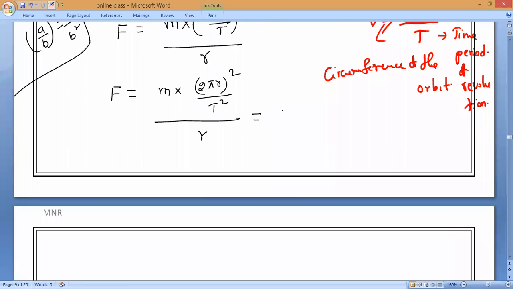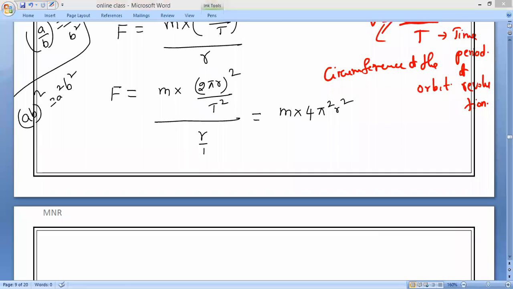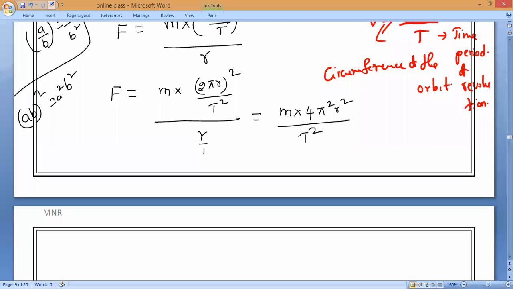Now, next step. M into, here nothing is there, so 1 will be. So M into, this 2 belongs to both. AB whole square means I can write A square, B square. So what will happen? Everybody should tell me. 2 square, 4, pi square, R square. Is it right or wrong, guys? Yes, sir. Divided by this T square, and R will also come up. So that will become 1 by R.